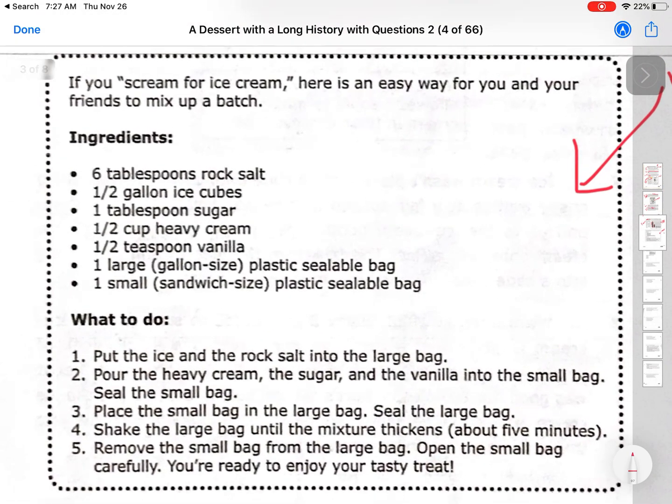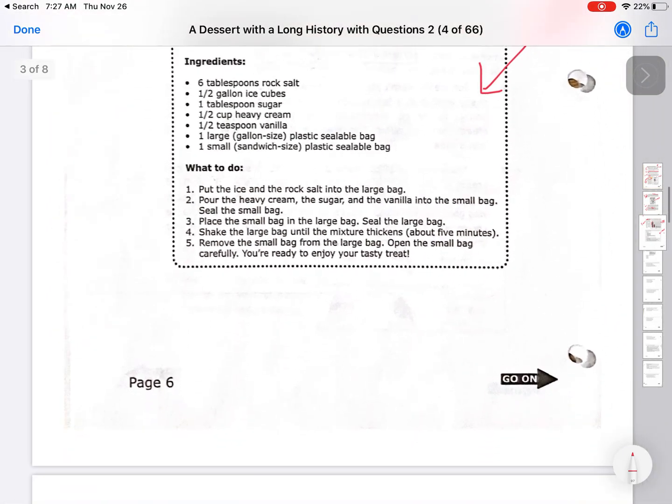So if you get the urge to make some ice cream at home and your parents want to help you with that, you can use this recipe and do that. You can make a little batch of it.